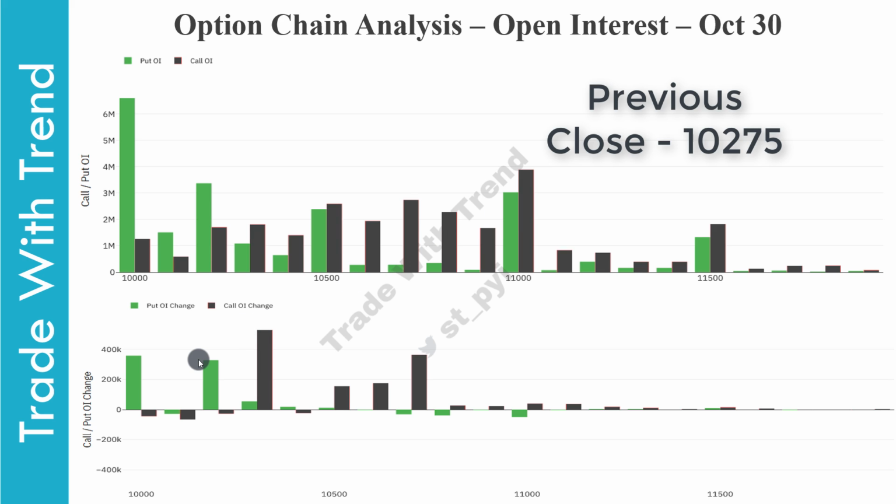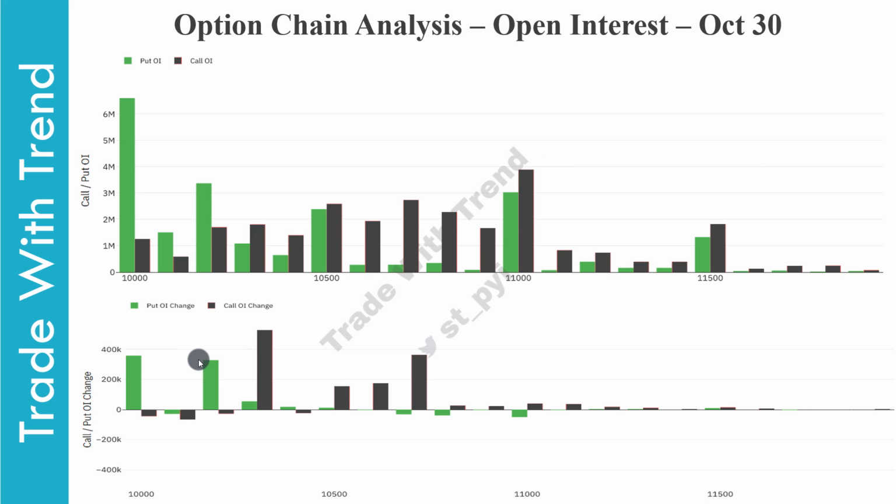Now, during the day when price struggled to move above 10,300, strong open interest addition was seen at the 10,300 call option. Open interest addition was also seen at the 10,000 and 10,200 put options. On any given day, if you had looked at this open interest data, you would conclude that resistance for the market is at 10,300 and it would be difficult for the market to move higher.